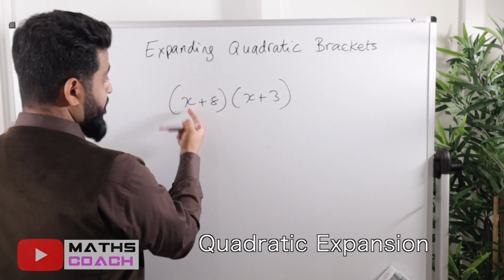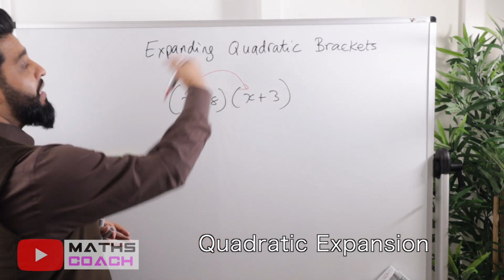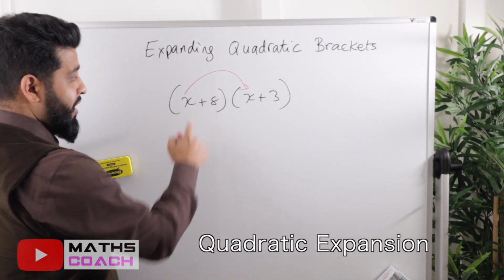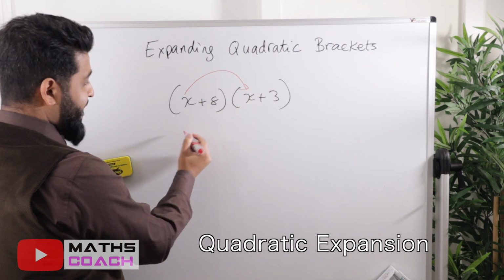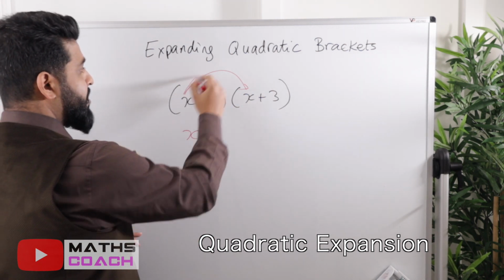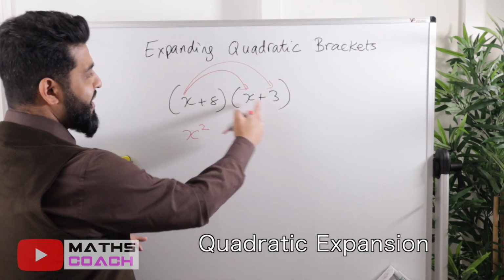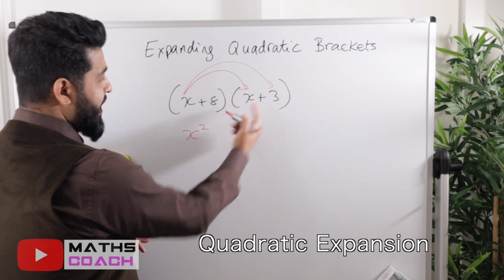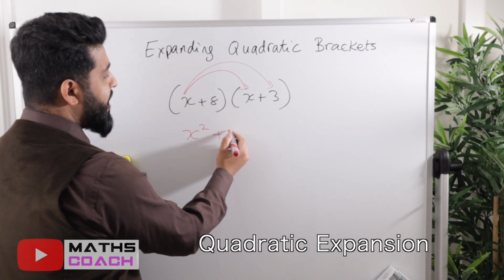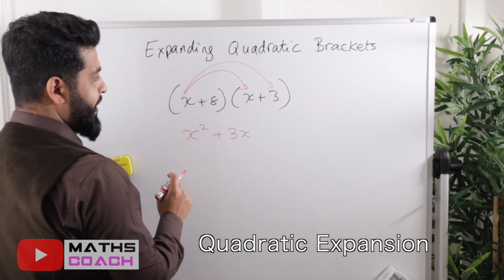So I take the first term inside the first bracket and I systematically expand it with the terms in the other bracket. So I've got x times x, which gives me x squared. Then I take that term again and I multiply it with the second term, the 3. So x times 3. The sign will be a positive, so it's plus, and then 3x, because x times 3 is 3x.